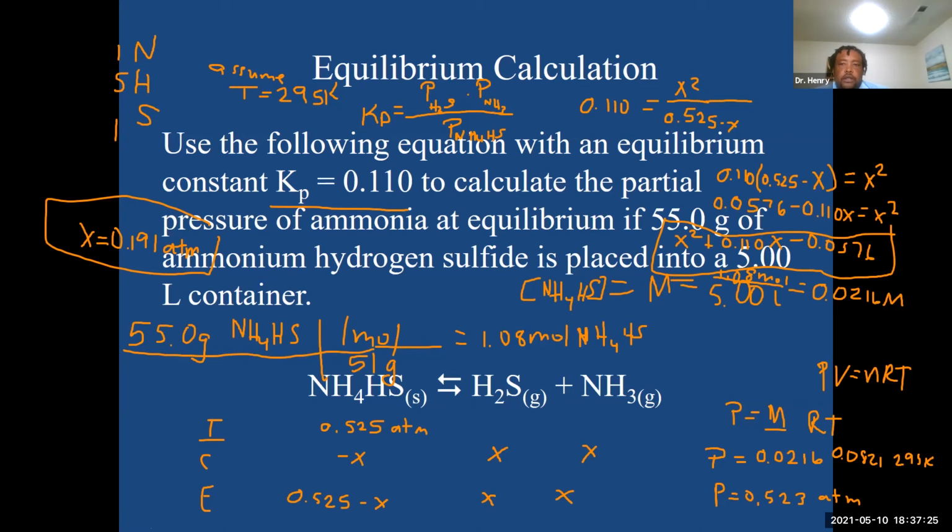Okay, questions, concerns? So you use the ICE table for KP and KC. Yep, you can use the ICE table for both. Because we know that the concentration is always going to be proportional to the pressure of gases, based upon our PV equals nRT. So we'll be able to do the ICE table for that same concept.